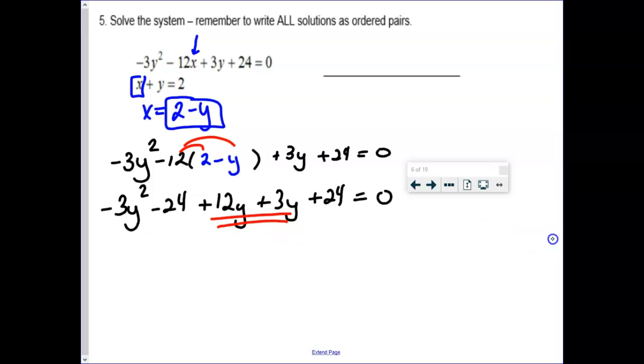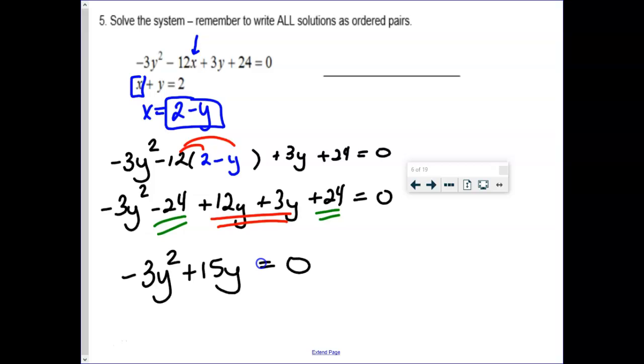So first thing I'd do is maybe group some like terms. We got some like terms here, and then the 24s just end up canceling each other out. So our quadratic is a negative 3y squared plus 15y, no constant, equals 0. So you have a lot of options for solving this quadratic. Most people want to factor it, and this is a good candidate for factoring.